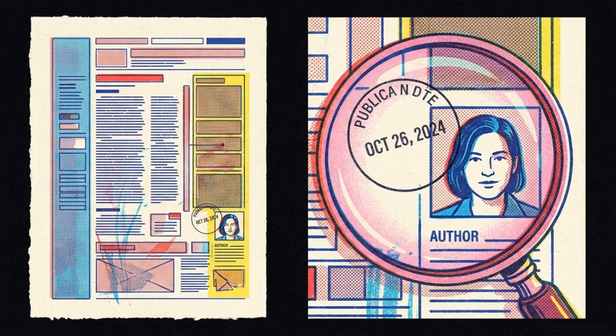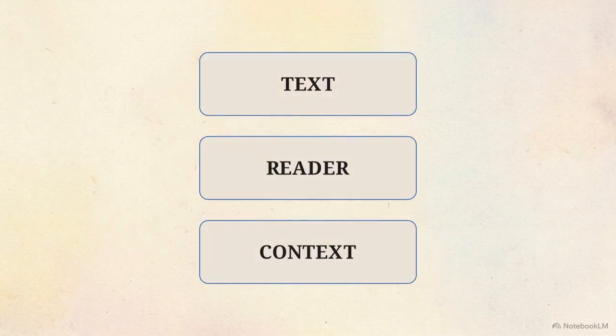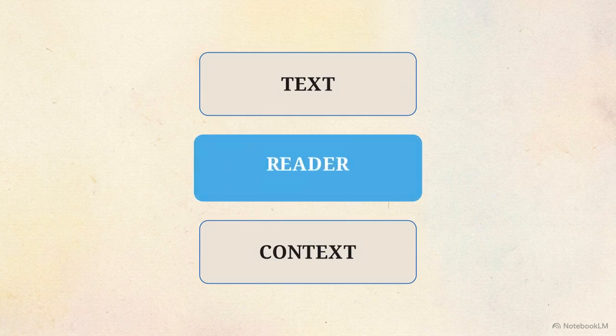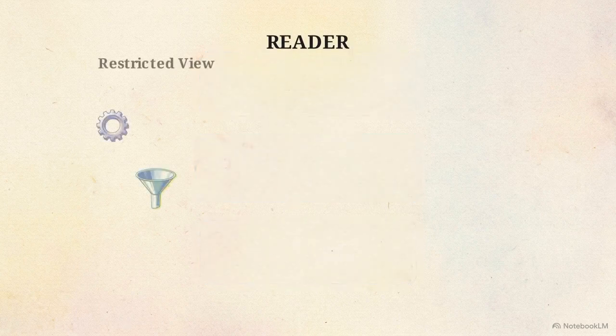We move down to the second dimension of the matrix, the reader. The restricted view defines the reader purely as an information processor, passively attempting to translate incoming words into stable mental models. This processor model contains strict inherent bottlenecks.